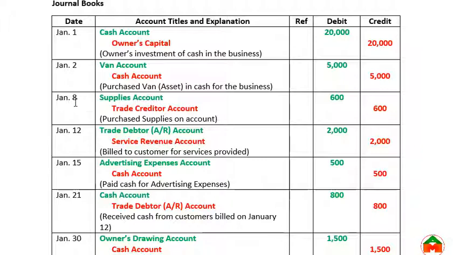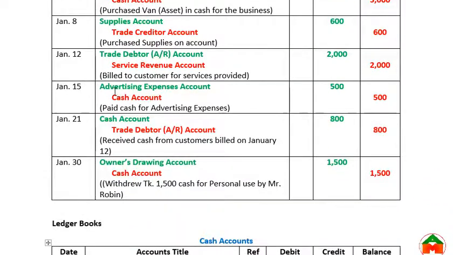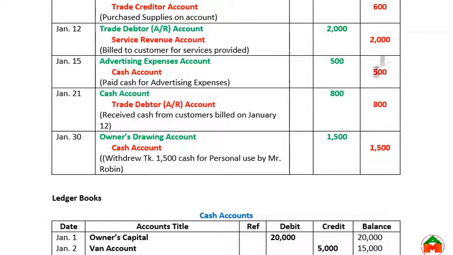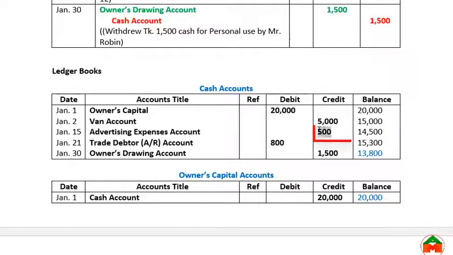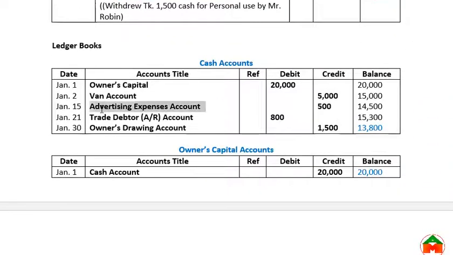Okay, now we are going to find out the next cash account. Here we can see in January 8 there is no cash account, and January 12 there is no cash account. In January 15 there is another cash account, but it is in the credit side, so no problem. We will write this 500 credit in the credit side, and we will write the name in the opposite side. Here cash is credit, and in the opposite side we can see the advertising expense account. Okay, we are writing this in the advertising expense account.